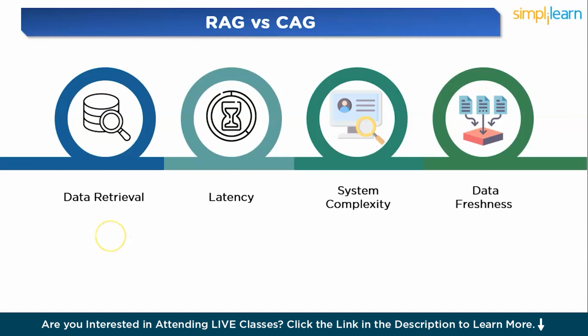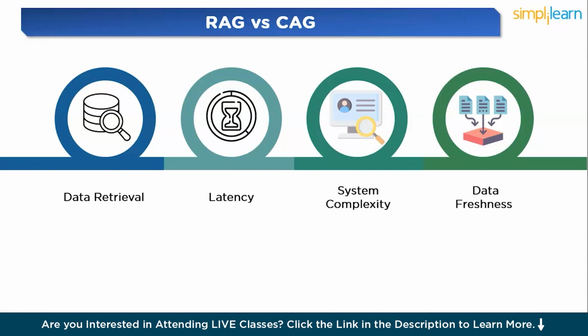Then you could see, if we talk about CAG, here CAG actually preloads the entire knowledge base or relevant documents into the model's memory upfront. So there is no need for real-time retrieval during inference. Next one is latency. So RAG has higher latency because it retrieves data in real time before generating the answer, so it can slow down response times.